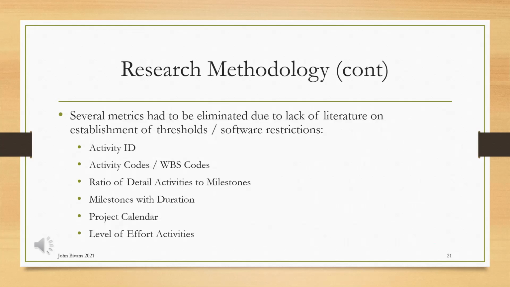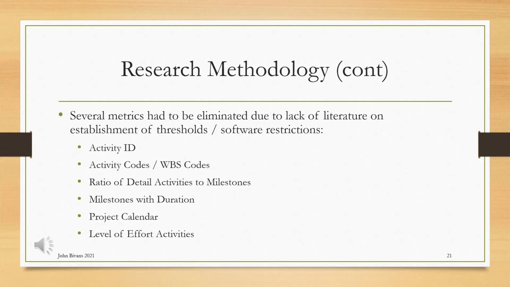It should be noted that several metrics had to be eliminated due to lack of literature on the establishment of thresholds, as well as software restrictions. These metrics included activity identifications, activity codes and WBS codes, the ratio of detail activities to milestones, milestones with duration, project calendar metrics, and level of effort activity metrics.